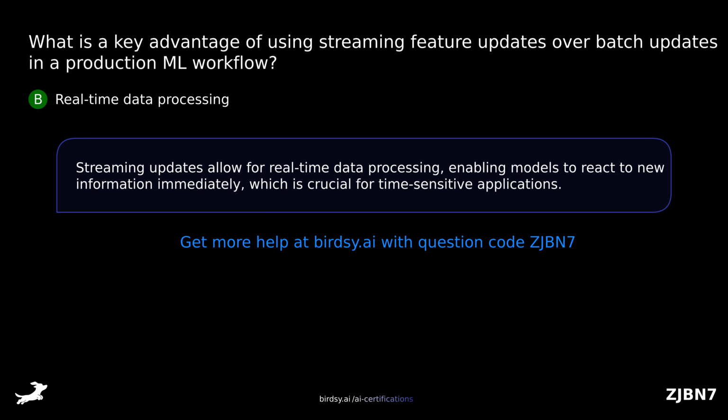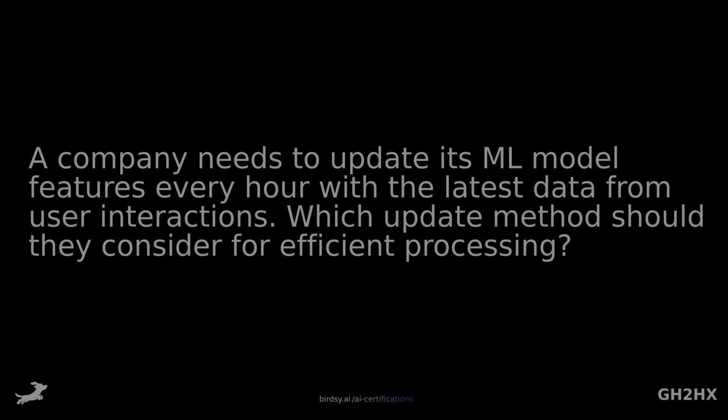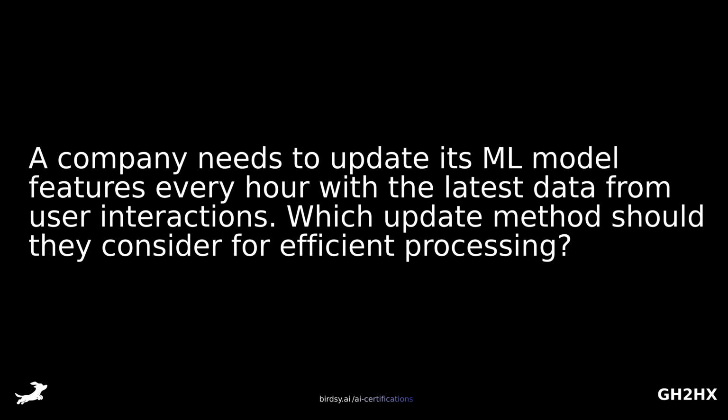Streaming updates allow for real-time data processing, enabling models to react to new information immediately, which is crucial for time-sensitive applications. A company needs to update its ML model features every hour with the latest data from user interactions. Which update method should they consider for efficient processing?